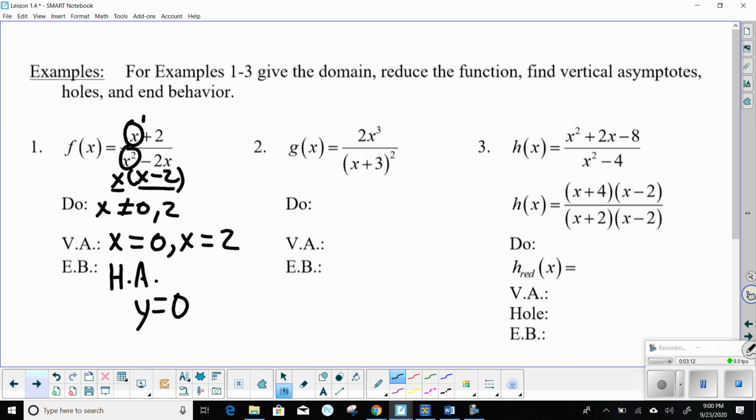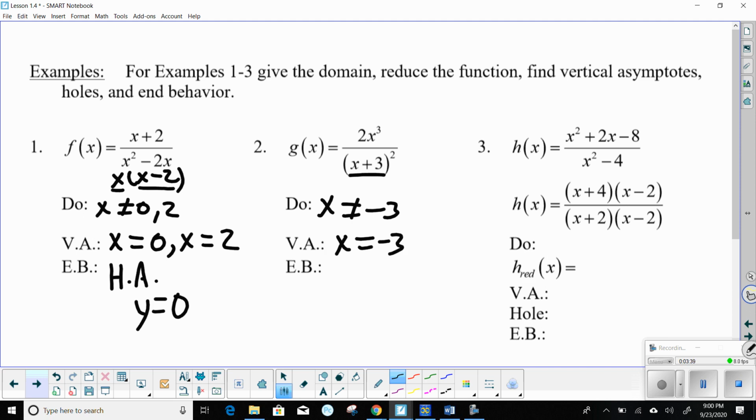Okay, let's do number 2. g of x equals 2x cubed over (x plus 3) squared. So again, domain. Start by looking at the denominator and saying what can x not equal. Let's see, so negative 3, right? x cannot equal negative 3. That would make that equal to 0. Decide if it's a vertical asymptote or a hole in the graph. The x plus 3 does not reduce. That means it has to be a vertical asymptote.